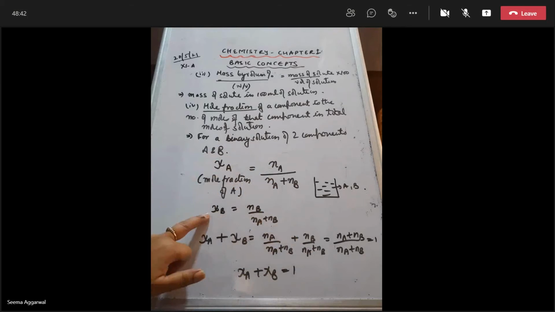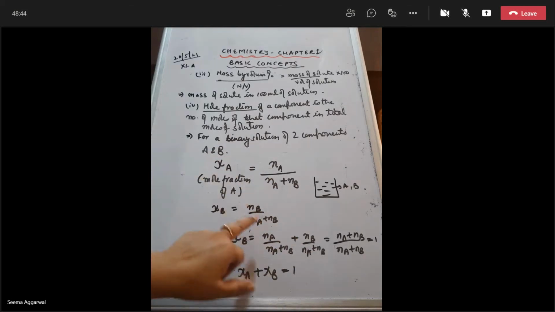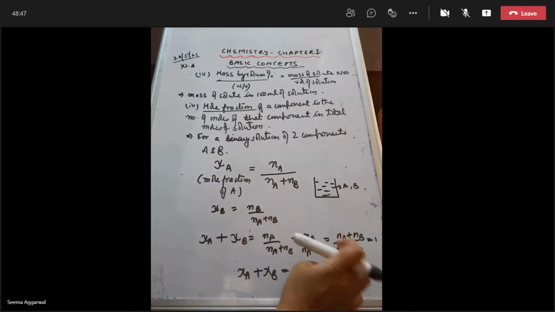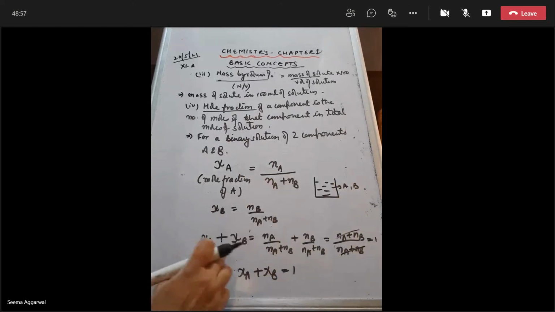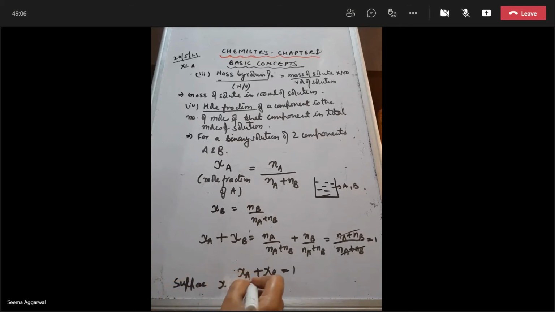If I add these two, the denominator is the same in both, so the numerators will be adding up. I added this plus this, the denominator is same, so this will be adding and these will get cancelled, so this is equal to 1. So it means chi A plus chi B is equal to 1. Suppose the value of chi A is given as 0.4, a fraction, it is always less than 1. If chi A is equal to 0.4, what will be chi B? Ma'am, 0.6.